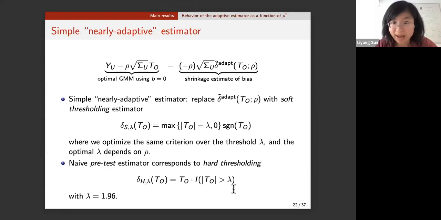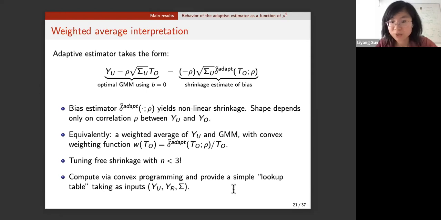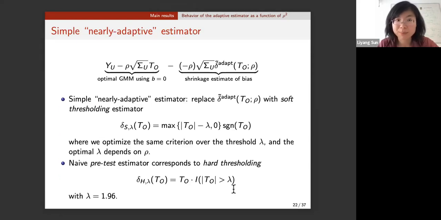So the exact shrinkage pattern can be a little complicated, as I show you in two slides. So we also thought of approximating the fully optimally adaptive estimator using the soft thresholding estimator that replaces the adjustment term here with a soft-thresholding estimator for the standardized bias based on the over ID test statistic. So it shrinks all the way to 0 if the over ID test statistic is small, but otherwise just shaves off a little bit, where we also optimize the threshold to minimize the worst case adaptation regret. So this threshold can also depend on the correlation coefficient.